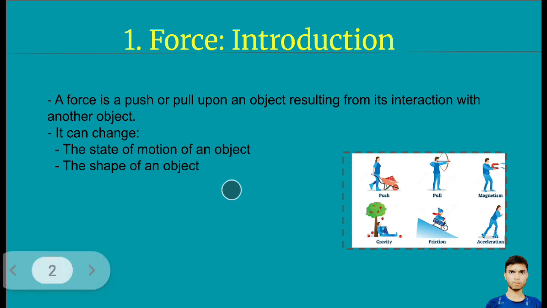Now next is the shape of an object. Yes, by applying force, the shape of an object can be changed. How? Let's assume you have a balloon. Otherwise, you can have a paper. You can have a book. There are a lot of objects that can be taken as examples to understand that the shape of an object can be changed.